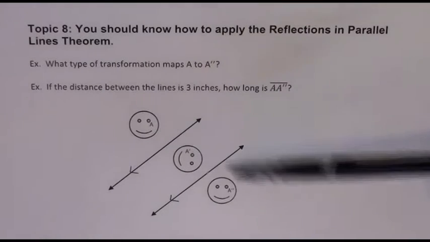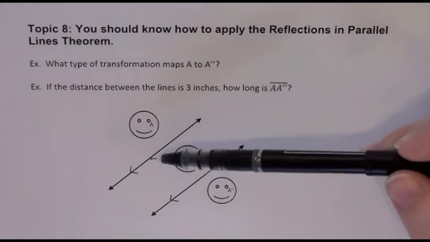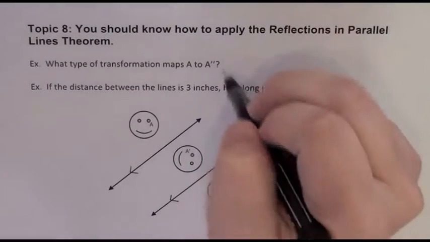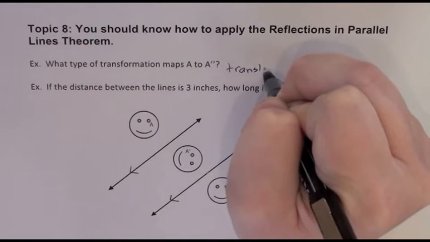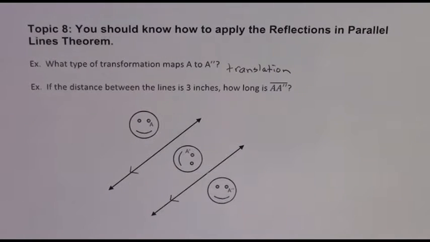Well, to get from the first picture to the last picture, it looks exactly the same. It's just been moved. That's a translation. Easy enough. If you reflect over parallel lines, reflect over the first line and then reflect over the second line, your two reflections actually together make one translation.